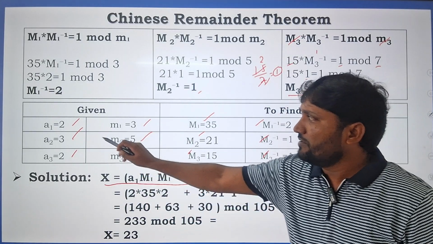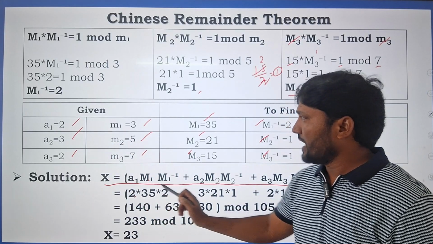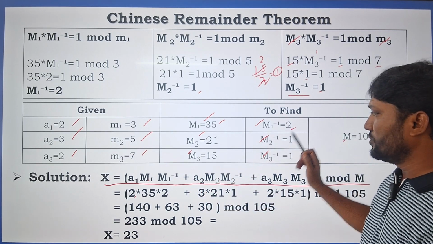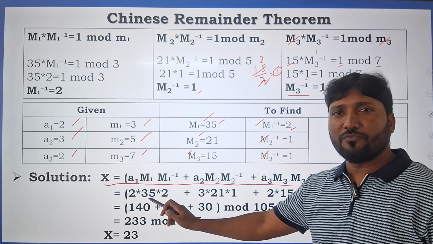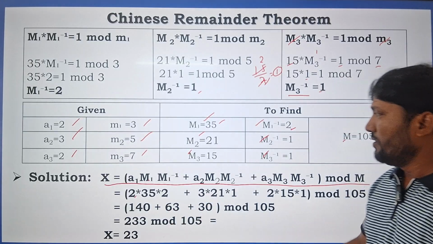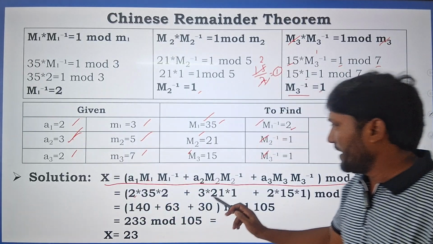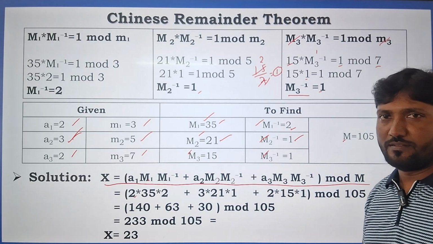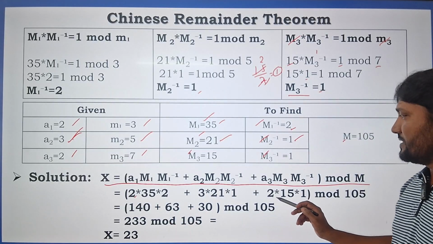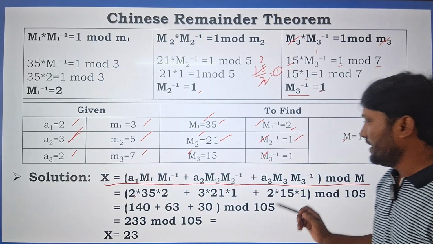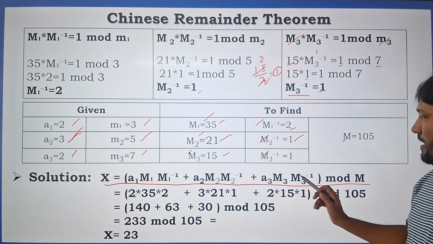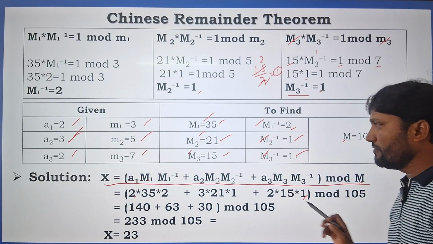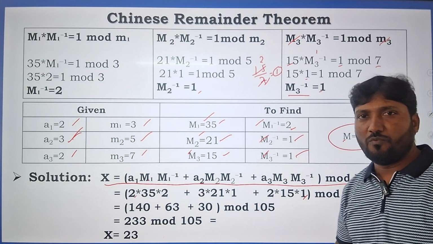What is the A1 value here? 2. And what is the capital M1 value? 35. What is the M1 inverse value? 2. So 2 multiply 35 multiply 2, plus what is the A2 value? 3. What is the M2 value? 21. And what is the M2 inverse? 1. Similarly, what is the A3 value? 2. And what is the M3 value? 15. And what is the M3 inverse? 1. Mod, what is the capital M value? Capital M is 105.